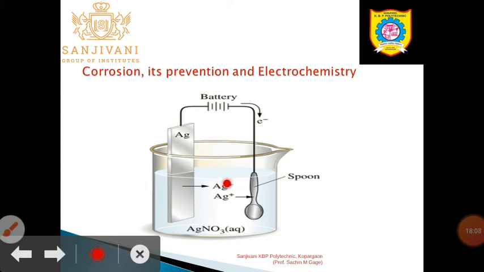Continuously, as the anode is active and is dipped in its own salt solution, it dissolves in the electrolyte, producing more Ag+ ions and losing electrons. So silver, that is your anode, undergoes oxidation and supplies electrons to the battery. This battery gives the electrons to the cathode, where the Ag+ accepts the electrons and is deposited as silver.